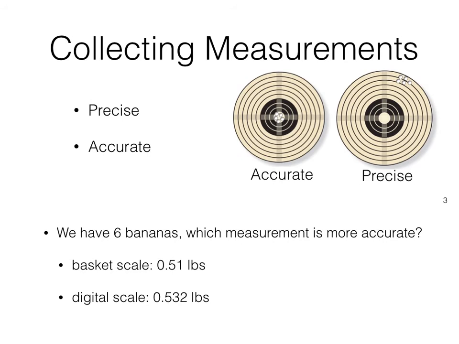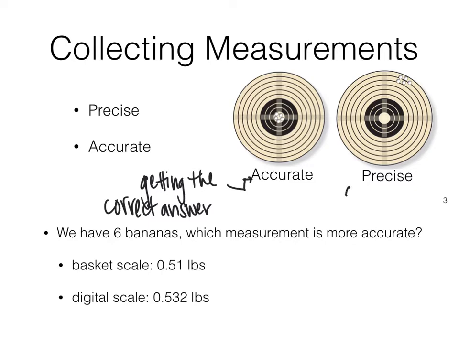So when we collect measurements, we can have accurate or precise. Accurate in this case is going to mean getting the correct answer. So when we think about accurate, it means that you got the right answer. So precise in this case means all of the measurements are similar.